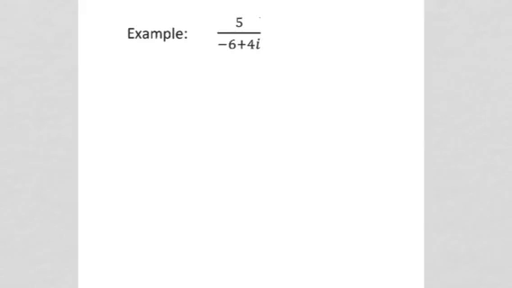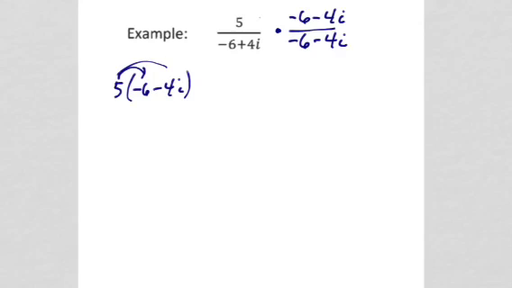Again, the problem with this one is we're not allowed to have that i in the bottom. So to get rid of it, we're going to multiply by the complex conjugate. That means keep the first number the same and switch the plus and minus sign on the second number. We have to multiply the numerator and the denominator by that same thing. In my numerator, I'm going to multiply by 5. Anytime you're multiplying one thing times two things, it's like a distributive property problem. So my numerator is now going to be negative 30 minus 20i.